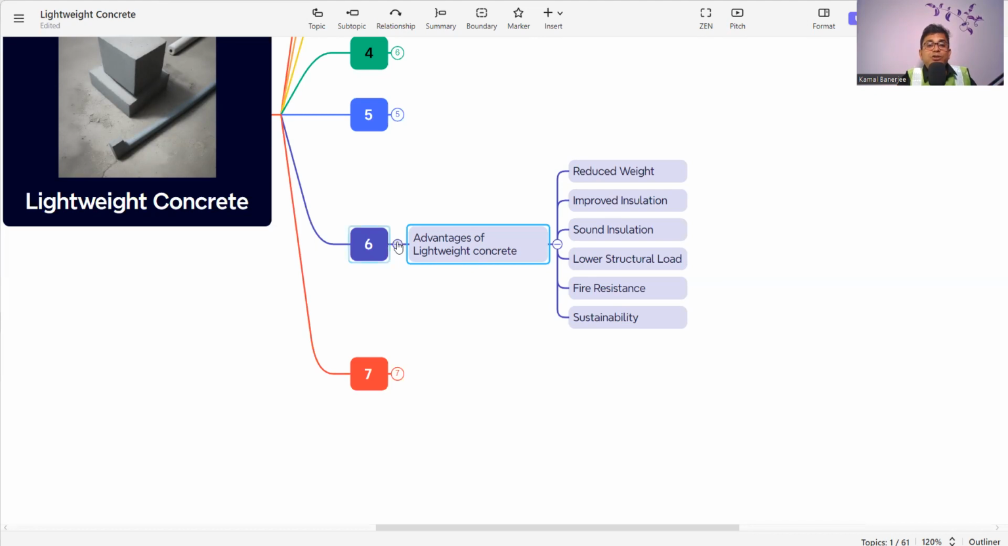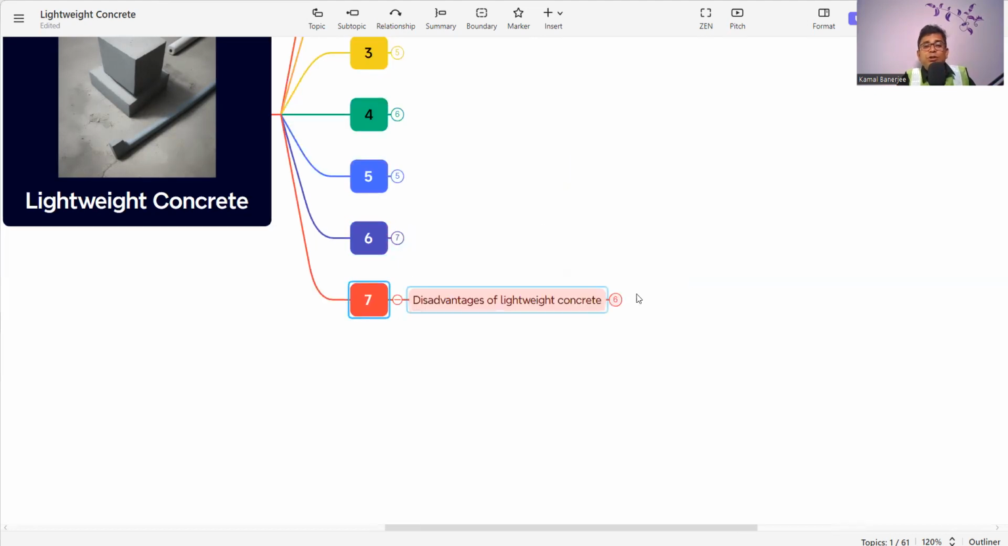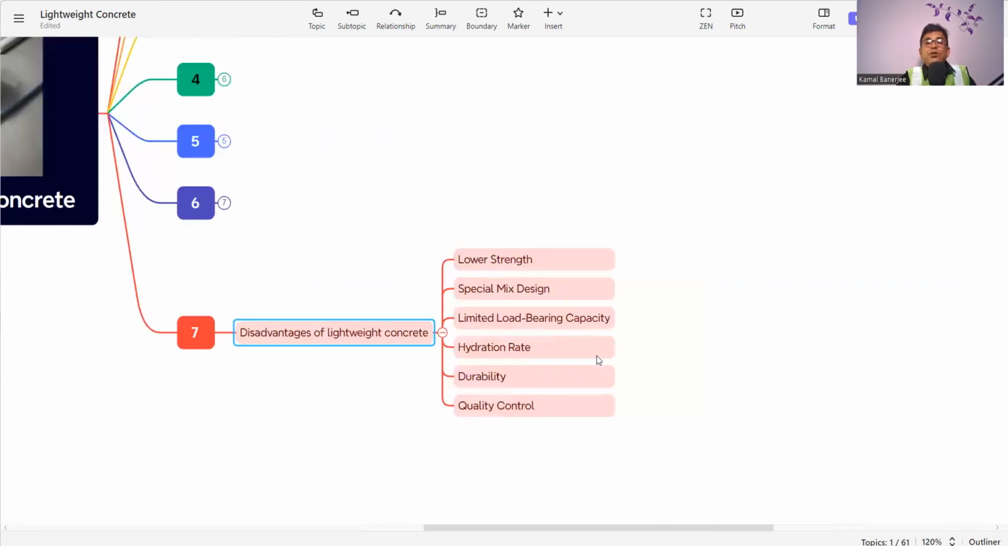So these are the advantages of lightweight concrete, but there are some disadvantages also. Let's see what the disadvantages are. Lower strength. That means we are not achieving that much strength which is required in high-rise structures and everything. So it does not completely replace the traditional concrete. Still it is used for other parts, that is thermal insulation, sound insulation, and lower strength categories. And a special mix design is required, so it needs more quality control. And then limited load bearing capacity, as we discussed, the lower strength or lower load bearing capacity, hydration rate, durability, and quality control. These are the disadvantages of lightweight concrete.